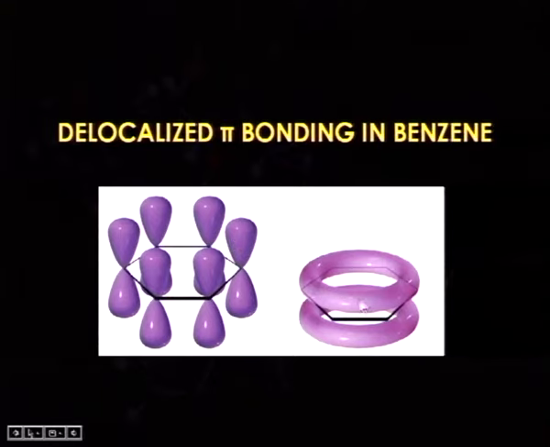So, in this fashion we can see the electrons present here and here will not form a simple pi bond between two atoms only, but they will be delocalized over the whole hexagon of the carbon ring.